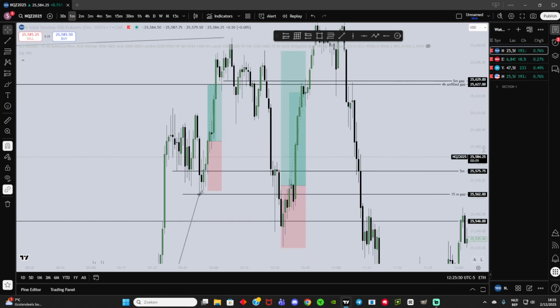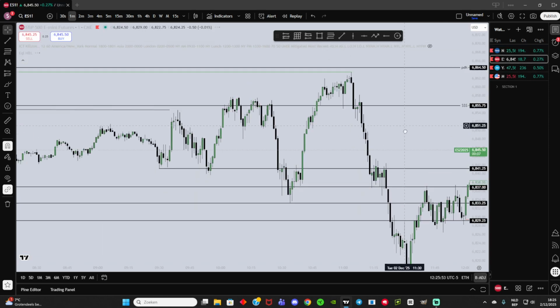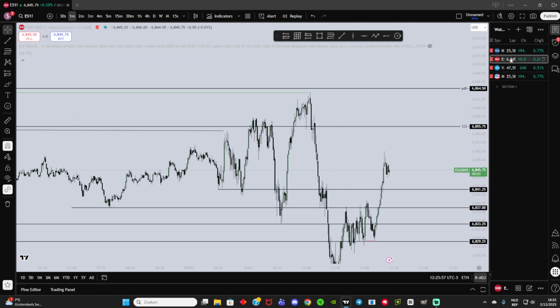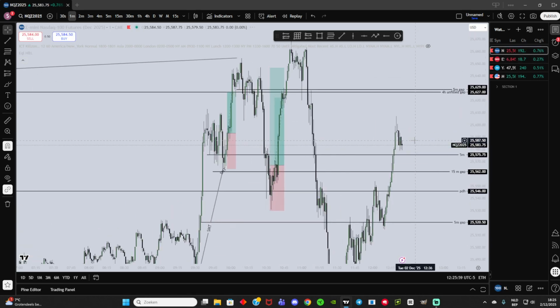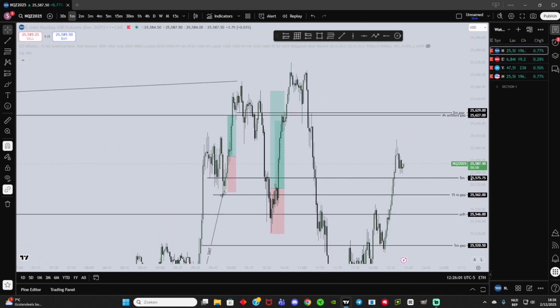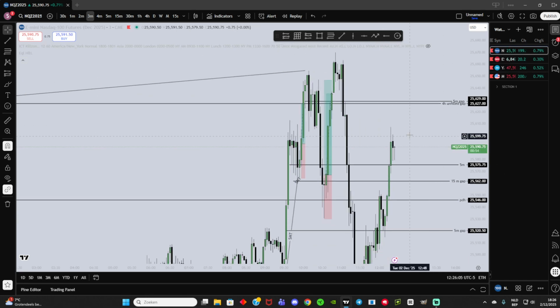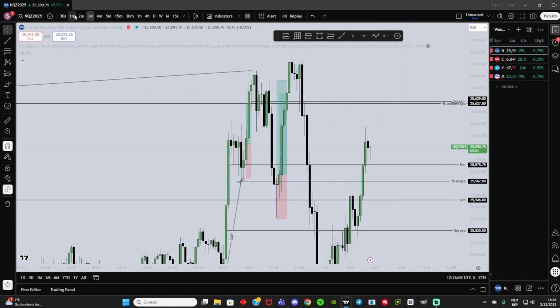After that, we manipulated lower, and we still left previous day high on the table. So that was our drawn liquidity. We didn't take that, which is surprising in my opinion. So yeah, I was still looking for longs. Obviously, I didn't take this, but this was also a nice setup that you could have played, in my opinion.